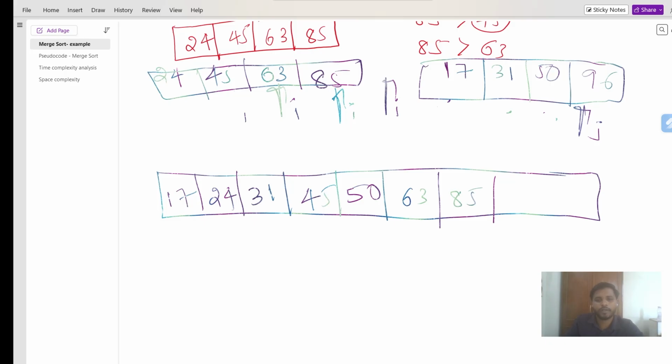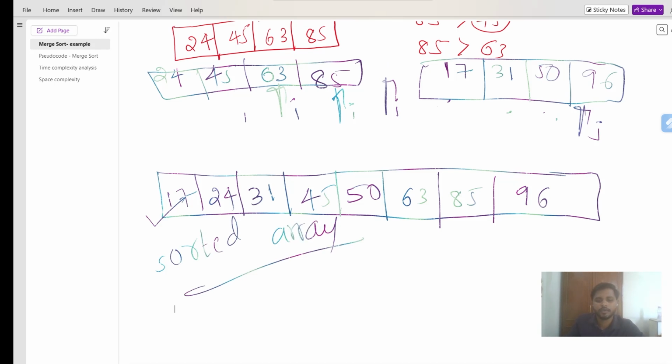Since one of the pointers become out of bounds, now whatever the left out elements, just copy those elements as it is. Now this is the sorted array.